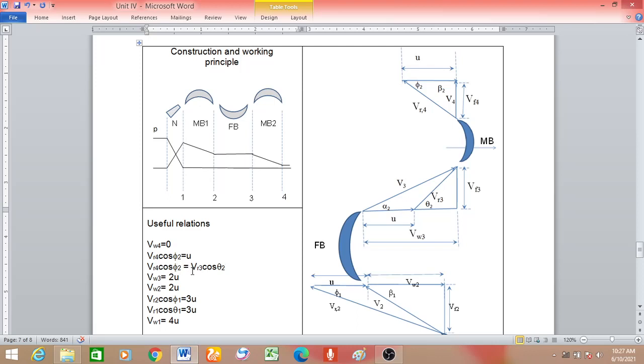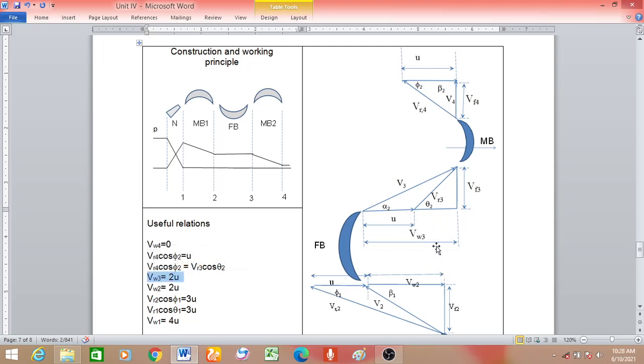And what about VW3 now? VW3 means the whirl component at inlet to the second moving blade. If you see, this is the VW3. Already we have got this value, VR3 cos theta 2 is equal to u, from the relation you can see. So these are equal, and this must be equal to u. So the whirl component at the inlet of the second moving blade will be u plus u, so this will be equal to 2 times u. I hope this is clear.